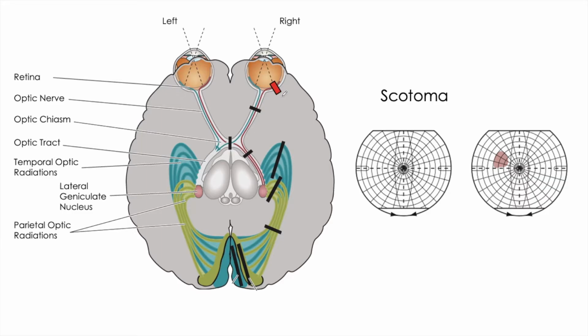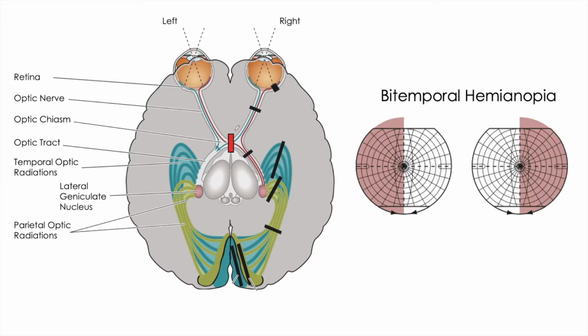Incomplete lesions to the retina produce localized visual field defects in the single eye's visual field. This is called a scotoma. Lesions of the optic chiasm can produce a distinct pattern of visual loss.